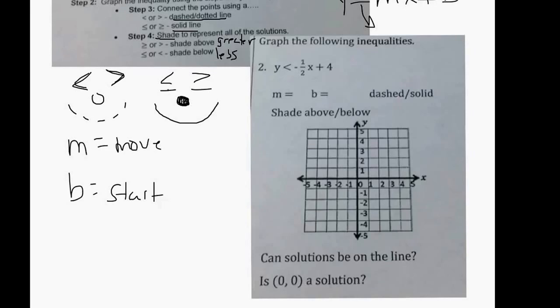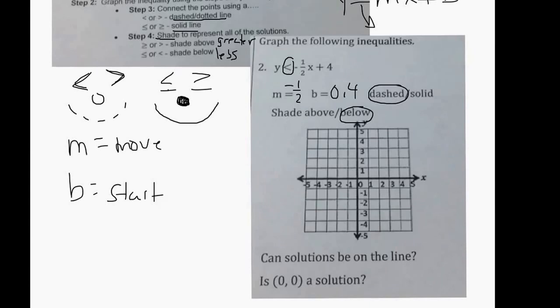Alright, so when we go to graph this, negative 1/2 is our slope, so negative 1 over 2. Our b is 0, 4. I look at the symbol here. This is a less than symbol. Less than gets a dashed line. Then I have to decide shade above or shade below. Less than is shade below.